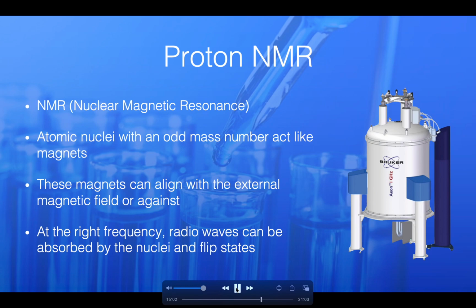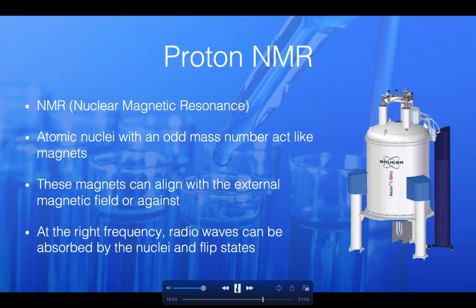The hydrogen nucleus has a magnetic moment, and when placed into an external magnetic field, it can line up with the field or against it. It takes less energy for the nuclei to align with the magnetic field and more energy to line up against it. The nuclei can only align one of two ways, and these are called its spin states, and each one has a clear energy difference.